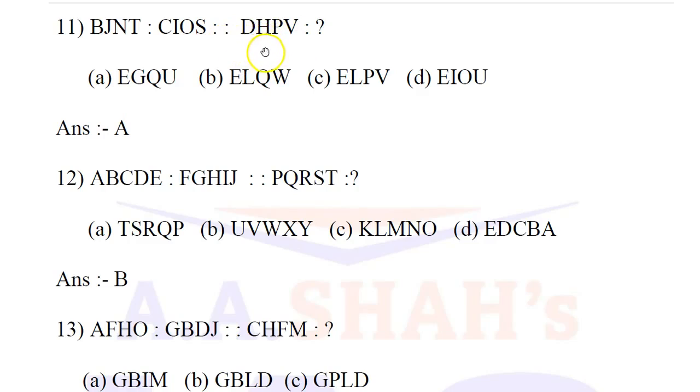H minus 1 would give you G. P plus 1 would give you Q. And V minus 1 would give you U. That's why your correct answer is the A1EGQU.